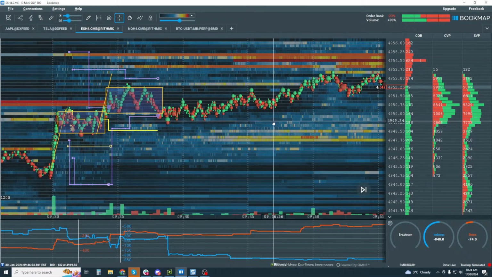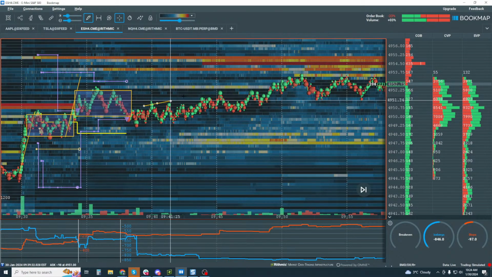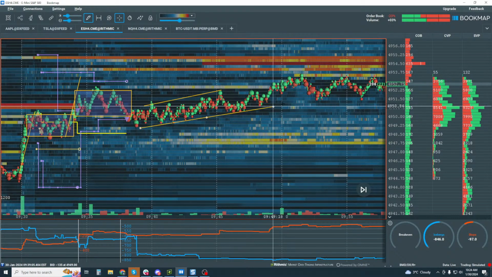All right, now we covered this the other day. So the momentum move is done, and this kind of grinding move now, and the structure that it creates.